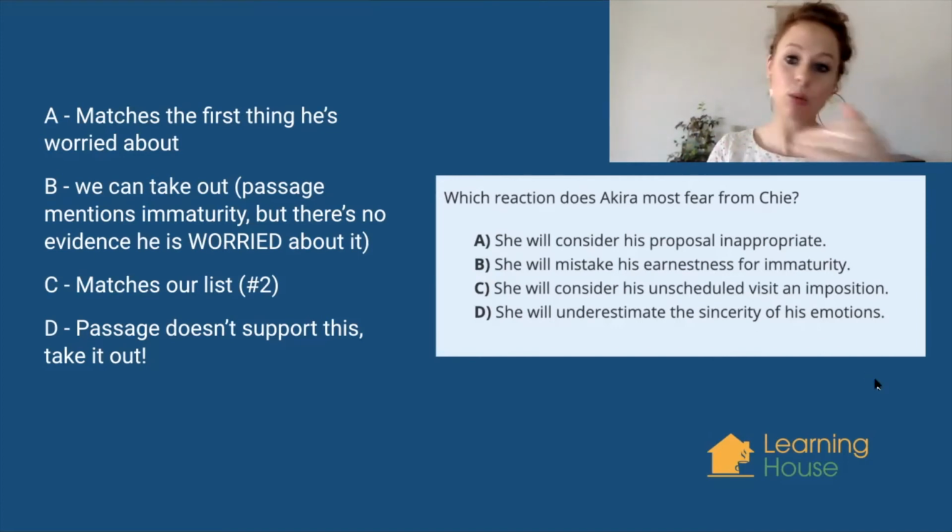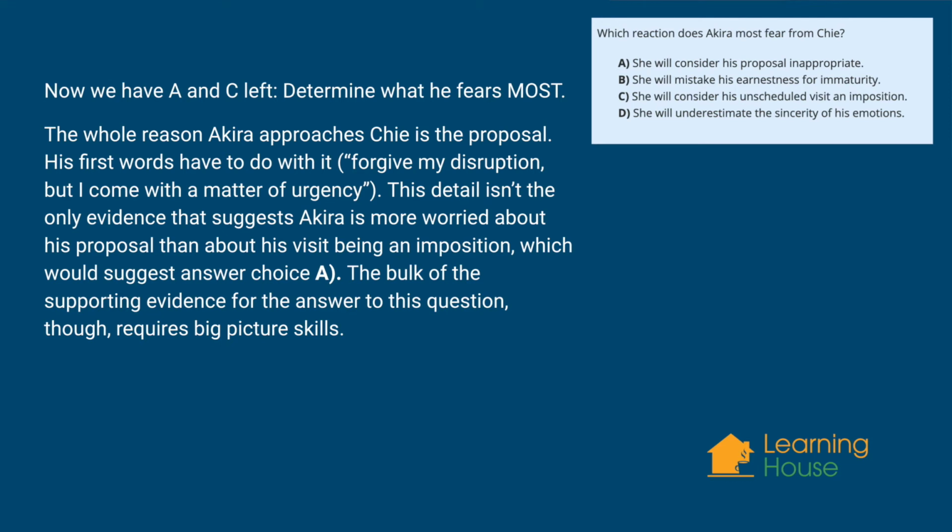So we know D, we take out. By process of elimination, we're crossing off answers that we know can't be correct. We have A and C left, that either the proposal is inappropriate or the unscheduled visit is an imposition.